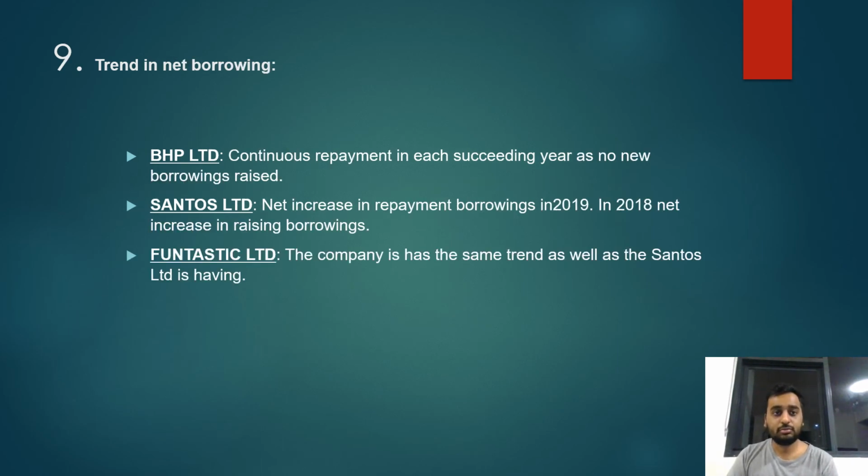As we go through the next point, the last point is trend in net borrowing. For BHP Limited, there is continuous repayment in each succeeding year, as no new borrowing is raised. For Santos Limited, there is a net increase in repayment of borrowings in 2019, while in 2018 there was a net increase in raising borrowings. Fantastic Limited has the same trend as Santos Limited. So these are the 9 points.